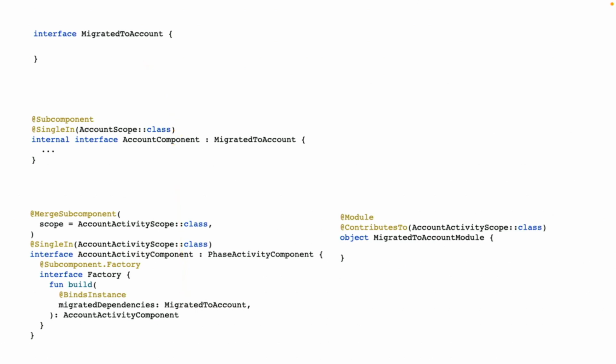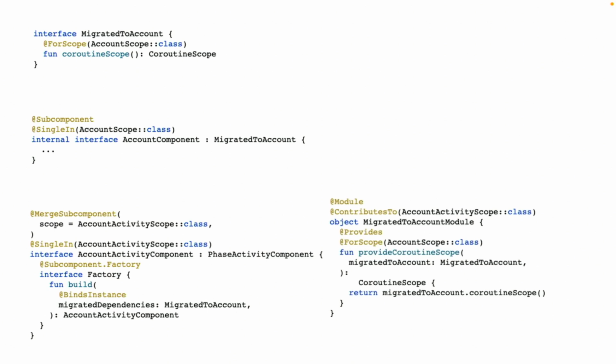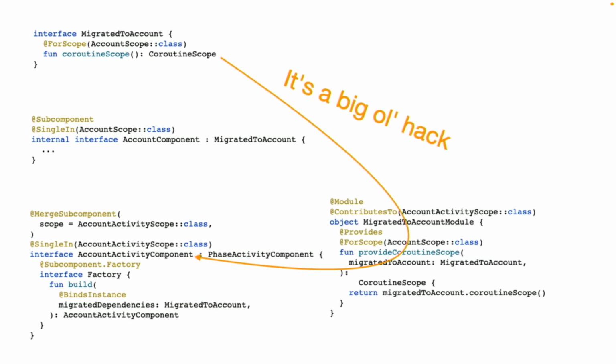Now say that I wanted to publish my coroutine scope such that I can access it inside both account activity component and account component. Well, I'd add it to migrated to account, and then I'd add a provider to migrated to account module that pulls that out of the migrated to account interface. And then we're visible there. Isn't that cool? It's a big giant hack. It works. That's all I can say about it.